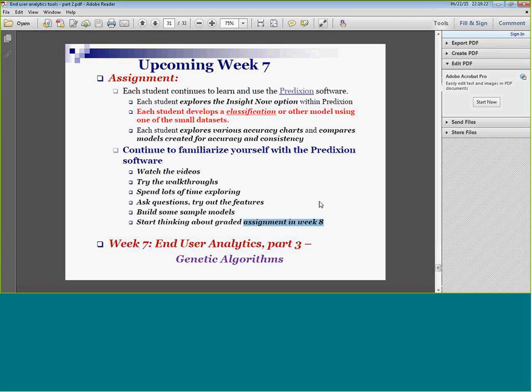When you start getting serious about building your assignment for week 8, you will note that you have to do at least one model of each type. You have to do at least one unsupervised model and at least one supervised model. And they don't have to be with the same data set because some data sets are not suited for both. Some data sets you could force to do both.